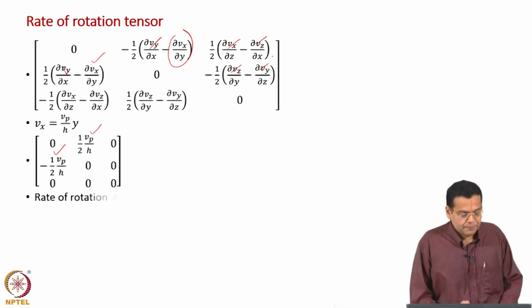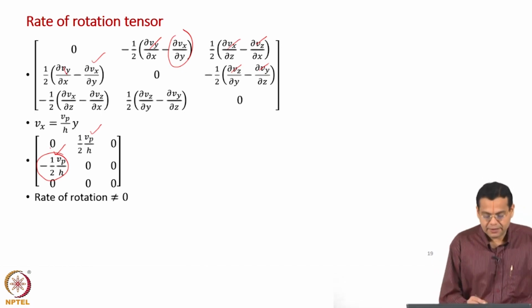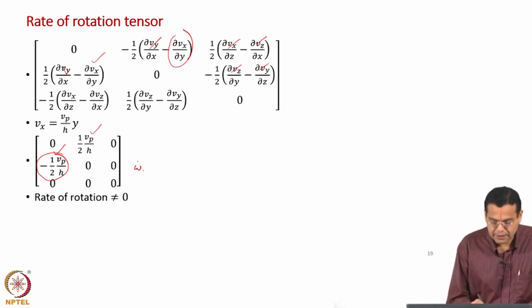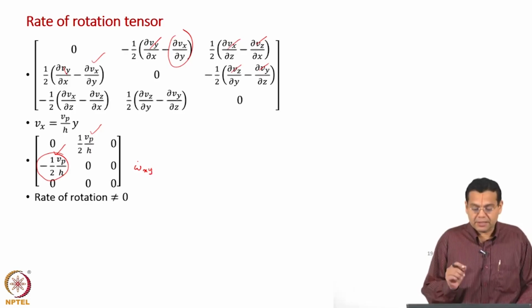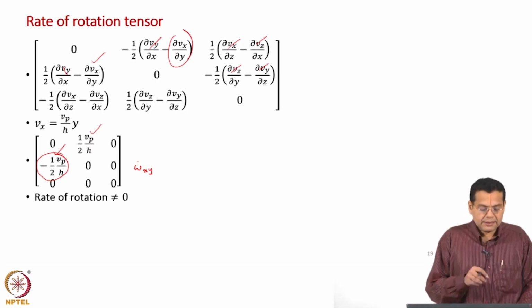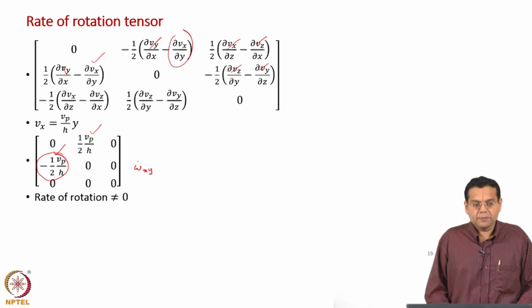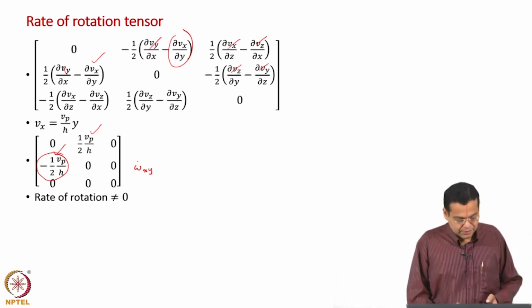Now, what do we conclude? Remember, this term represents the rate of rotation. So, in our nomenclature omega dot x y is not 0, which means it is a rotational flow. And it is negative, which means the fluid element will undergo a clockwise rotation. Remember, we said clockwise is negative, anti-clockwise is positive. So, the fluid element will undergo clockwise rotation. Okay. That is the conclusion from here.